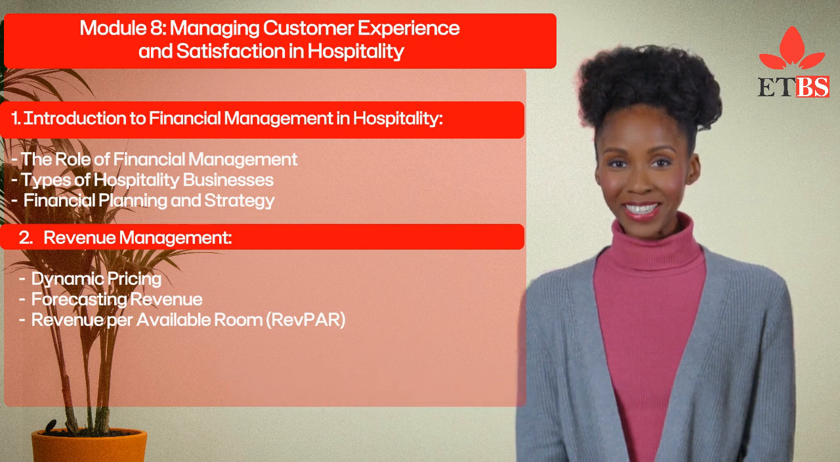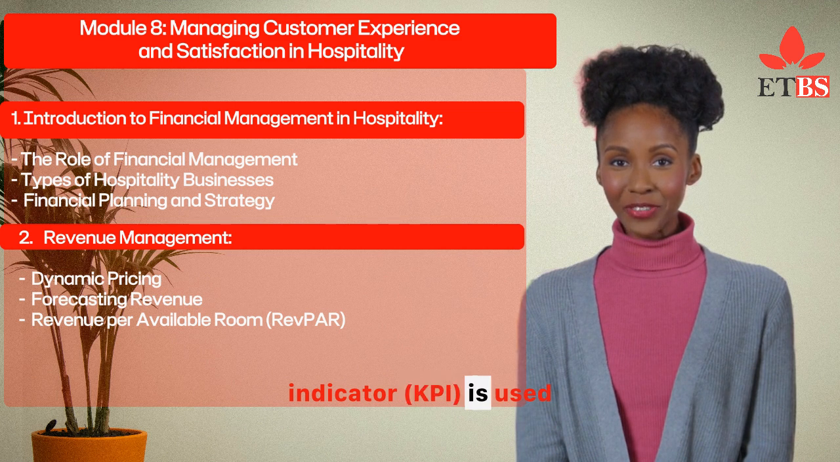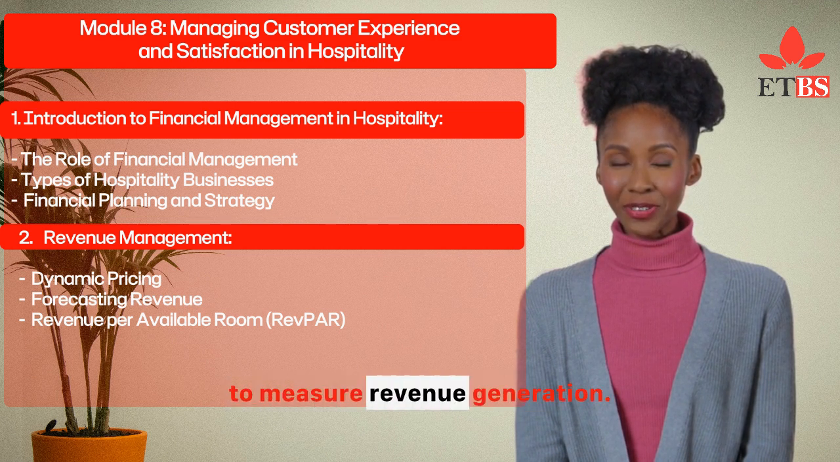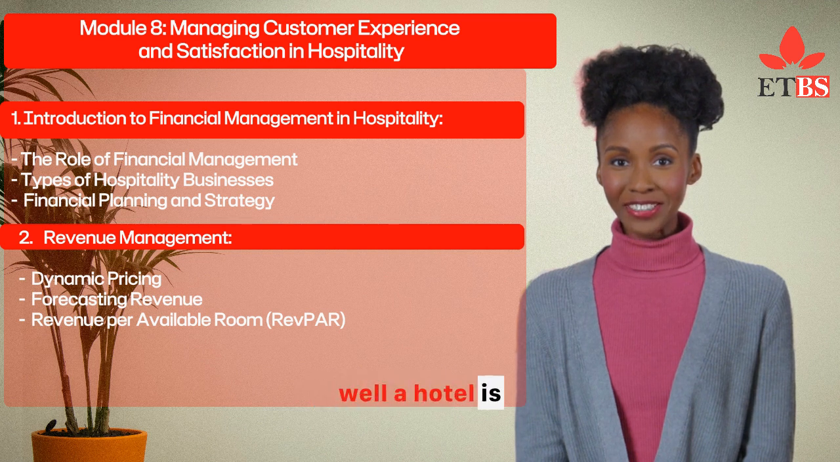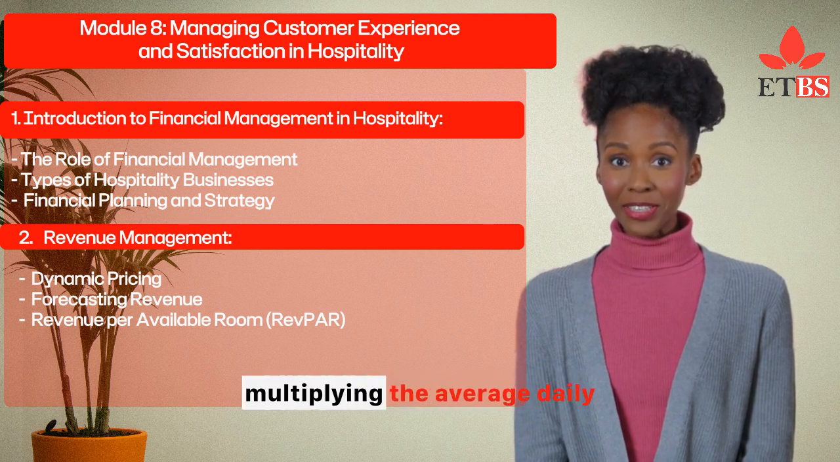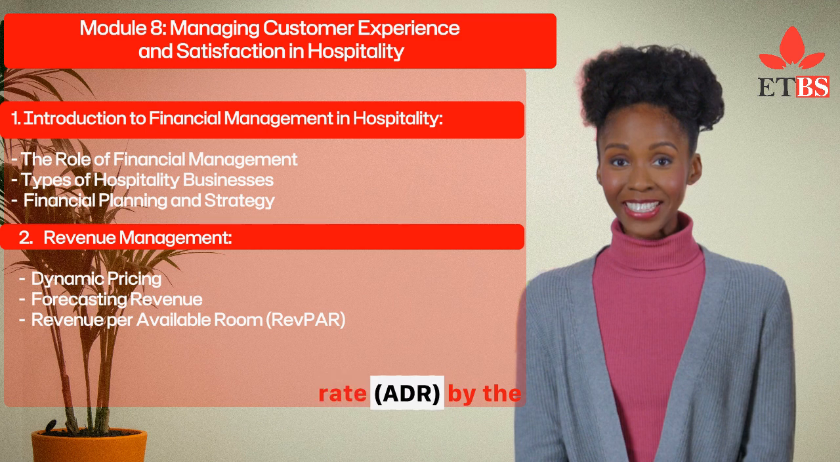This key performance indicator, KPI, is used in the hotel industry to measure revenue generation. It helps evaluate how well a hotel is filling its rooms and how much revenue it is generating per available room. It is calculated by multiplying the average daily rate, the ADR, by the occupancy rate.